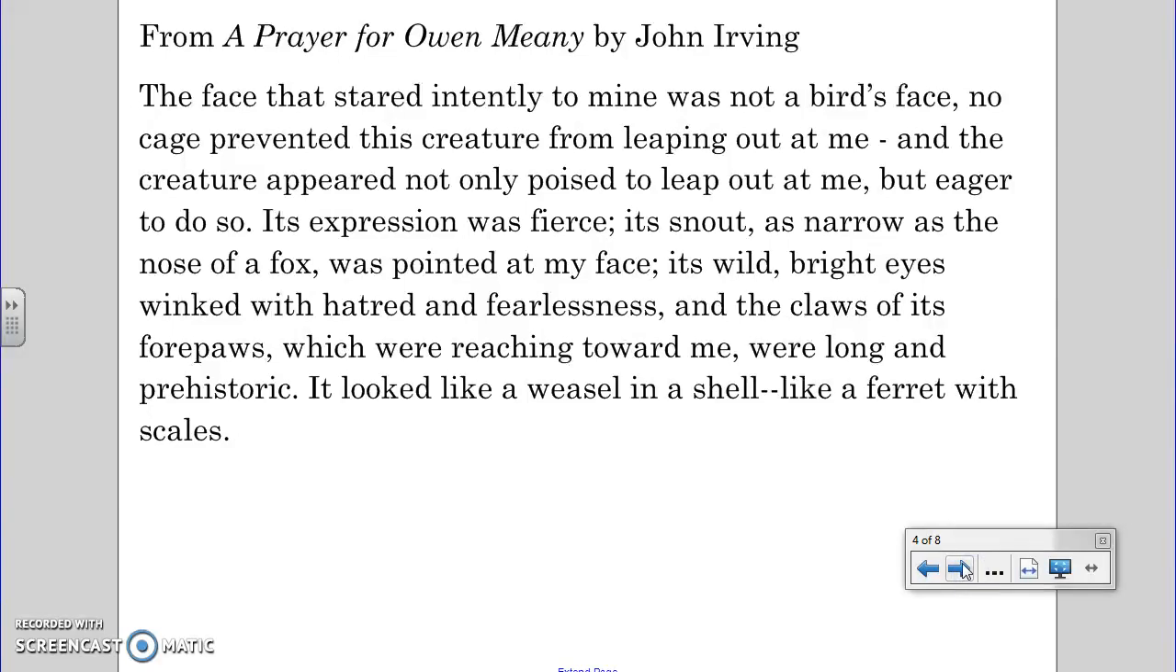The face that stared intently to mine was not a bird's face. No cage prevented this creature from leaping out at me, and the creature appeared not only poised to leap at me, but eager to do so. Its expression was fierce. Its snout, as narrow as the nose of a fox, was pointed at my face. Its wild, bright eyes winked with hatred and fearlessness, and the claws of its forepaws, which were reaching toward me, were long and prehistoric. It looked like a weasel in a shell, like a ferret with scales.